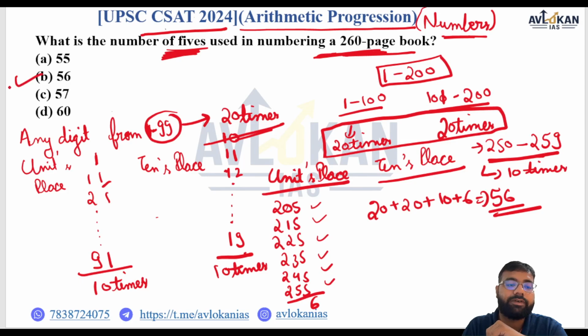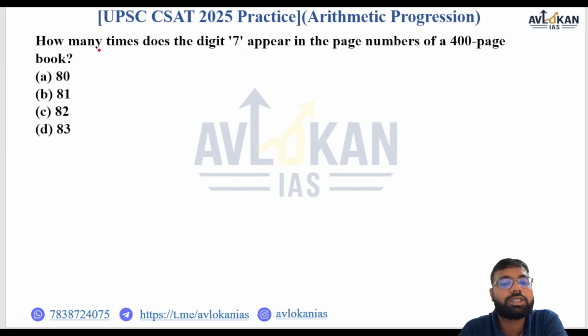This is my answer. This is a very good question, और ऐसे questions आते हैं. We can expect this type of question. Let's jump on to our practice question for today. The question is, how many times does the digit 7 appear in the page numbers of a 400-page book? I hope you all will be able to solve this question and you can get the answer on our Telegram channel.